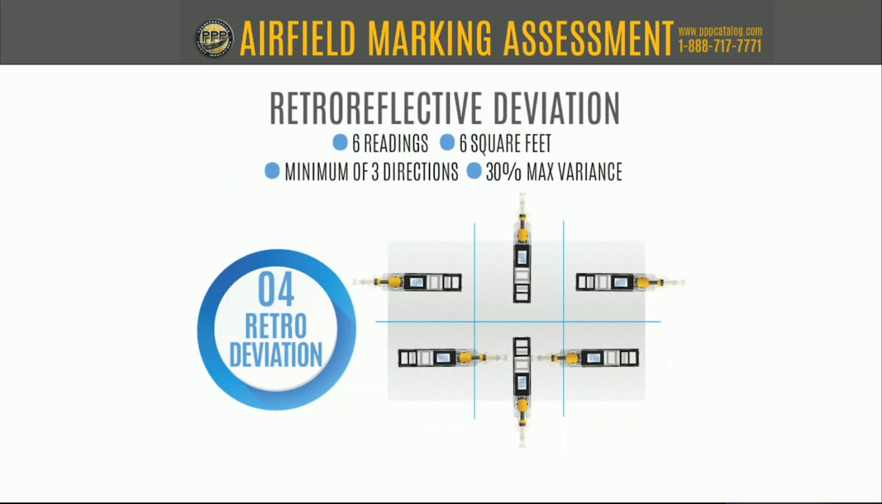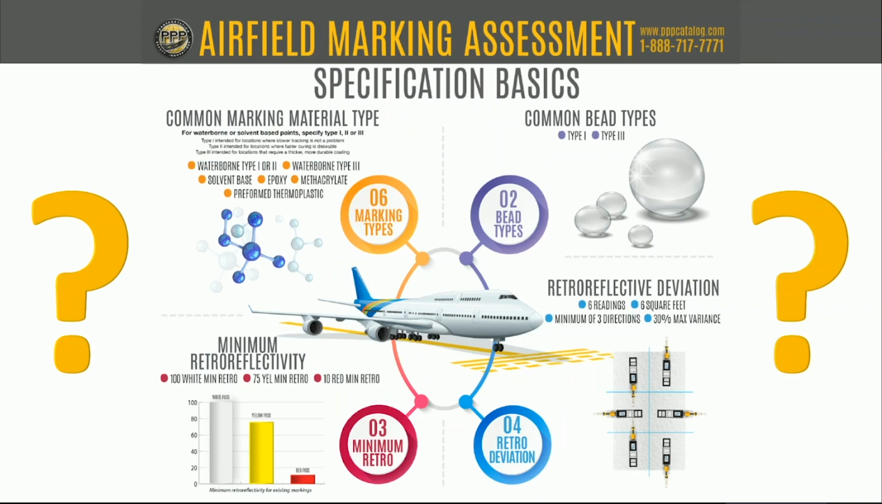All right, great. Okay, so now we're at the end of the specification basics. We've covered the common marking material type, the common bead types, the minimum retroreflectivity, and retroreflectivity deviation. So if you have any questions in this section, just please go ahead and get them in real quick, and we'll do the best we can to answer them.